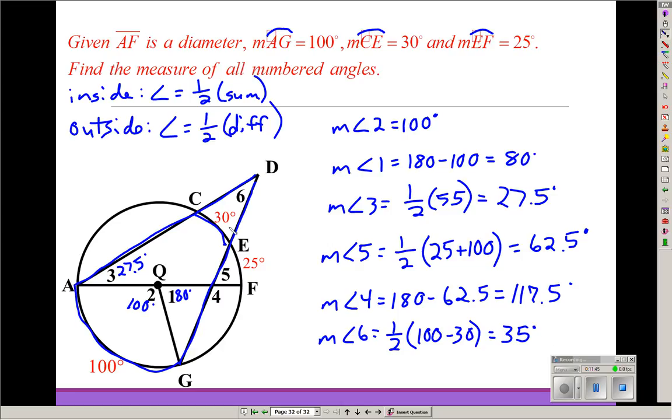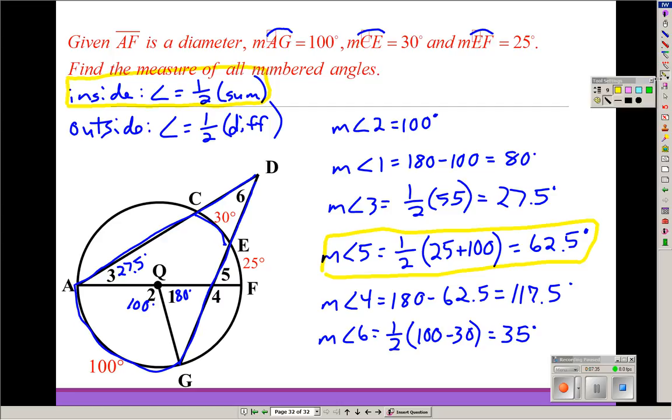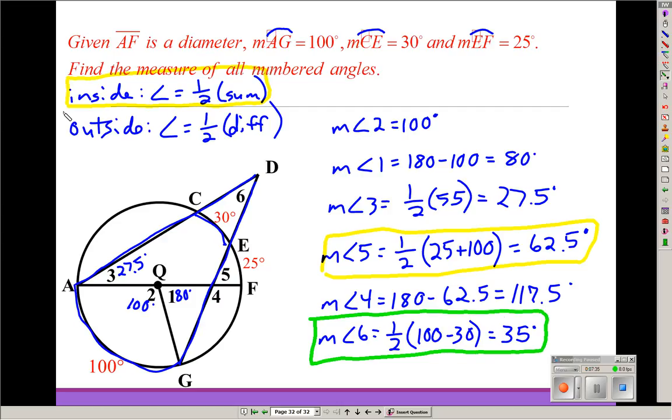So the inscribed angle is half of the arc. When the intersection is inside the circle, the angle is half of the sum of the arcs. That's what we did on 5. When the intersection is outside the circle, the angle is half of the difference of the arcs, and that's what we did on 6. And then sometimes you have linear pairs where they add up to 180 and so forth. So make sure you're using the correct rule. Whereas the intersection inside is half the sum, outside is half the difference.